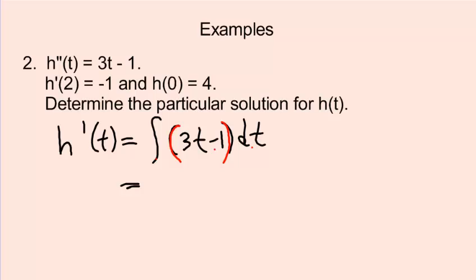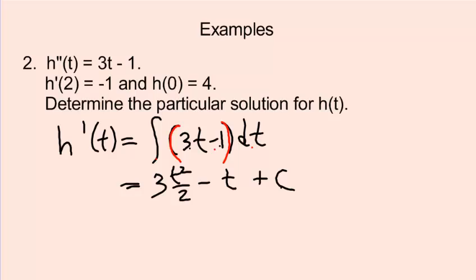If I work this problem term by term, anti-differentiating 3t will give me 3 and then t squared over 2. Anti-differentiating negative 1 will simply give me minus t. We still have our constant of integration. So this is not even a general solution for h yet. This is still h prime. I can figure out what this value of c is.